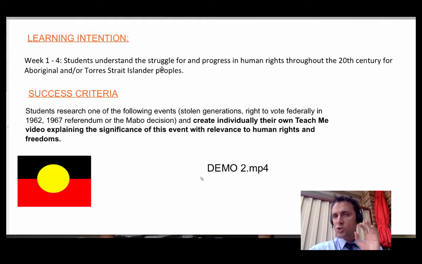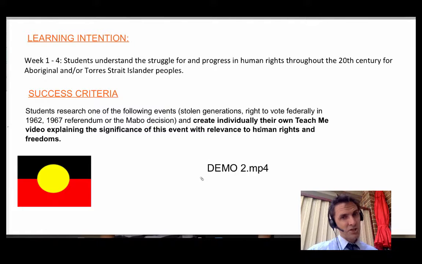Students understand the struggle for and progress in human rights throughout the 20th century for Aboriginal and or Torres Strait Islander people. Your success criteria will be students research one of the following events: the stolen generations, the right to vote federally in 1962, the 1967 referendum, or the Mabo decision, and you will individually create your own Teach Me video that explains the significance of the event with relevance to human rights and freedoms.